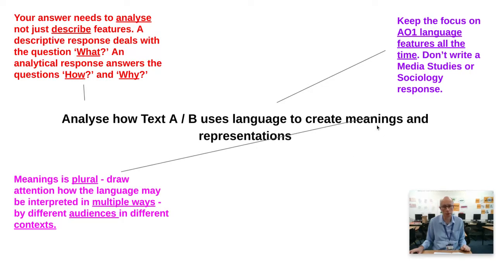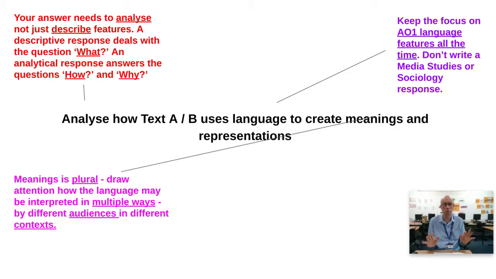Meanings. Notice the plurality of those two words. Meanings is plural. So you need to draw attention to how the language may be interpreted in multiple ways. You've got different audiences looking at these texts, perhaps reading these texts or listening to these words in a different context.